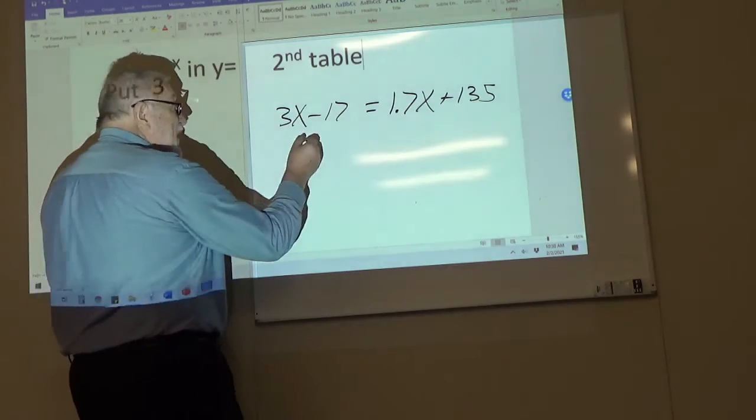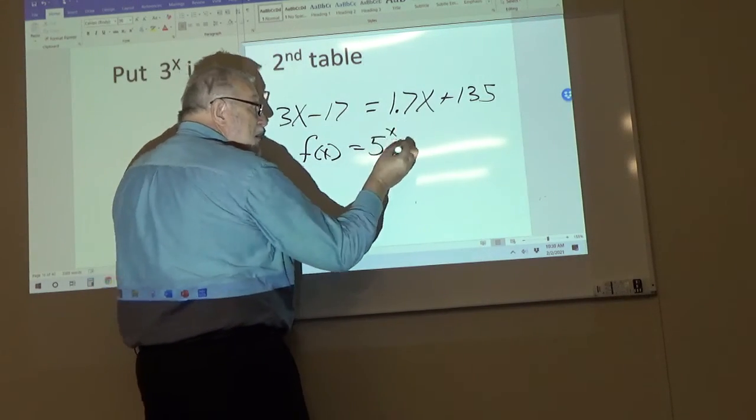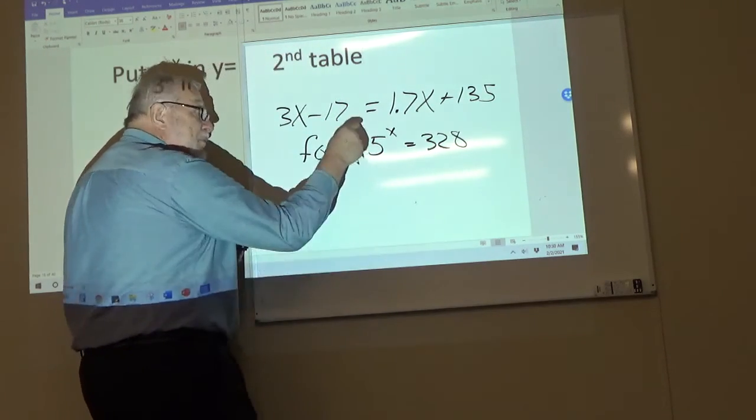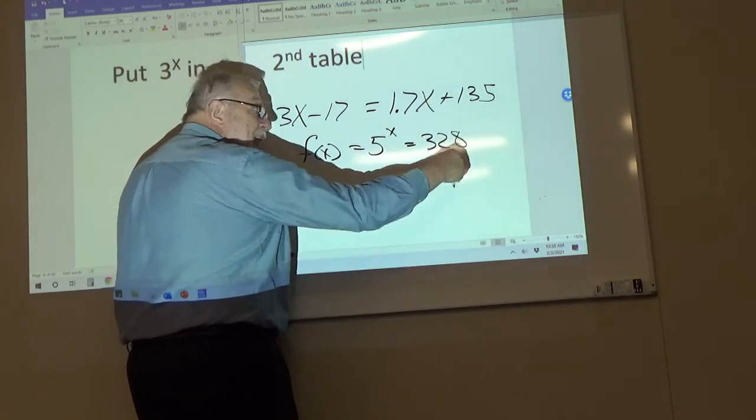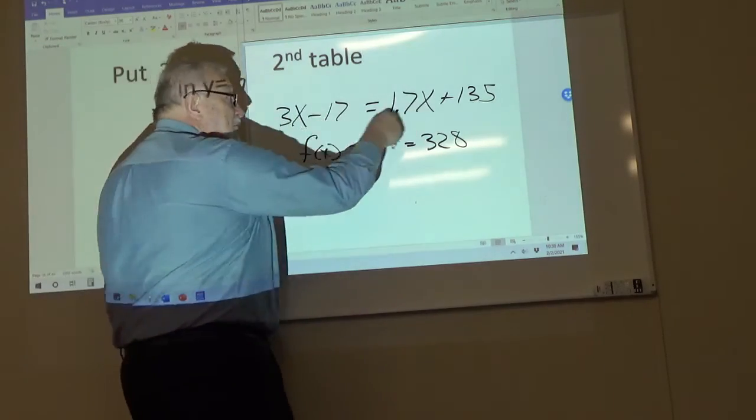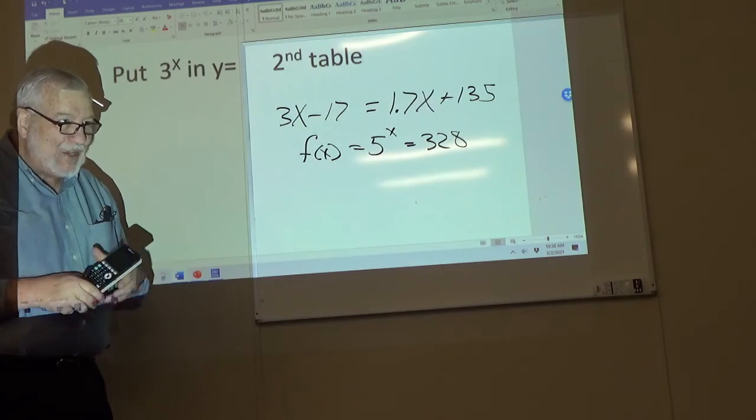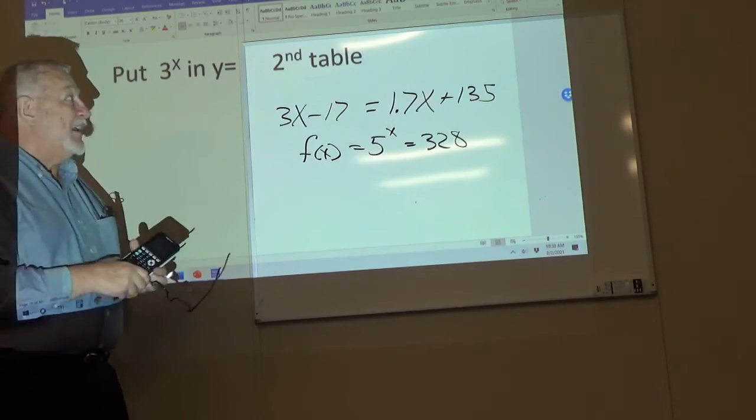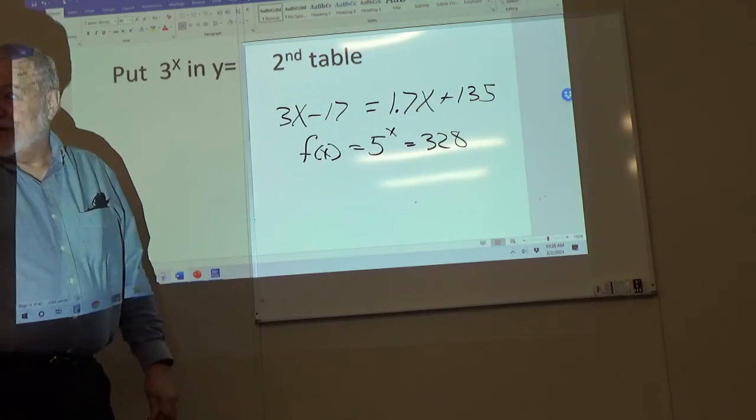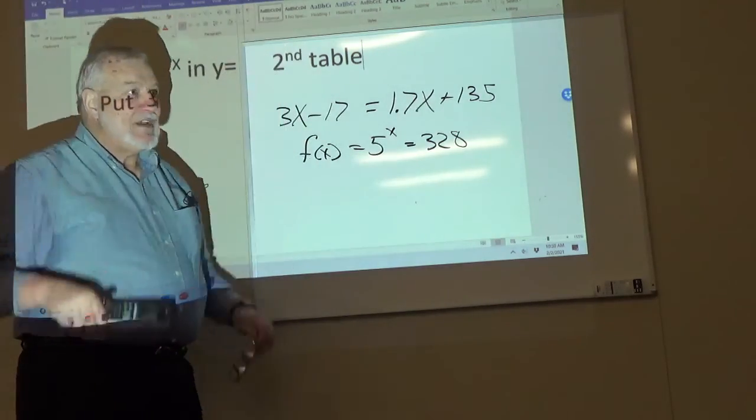Because we said f of x is equal to 5 to the x power, but we also said it was 328. And so I put this into y equals and this into y equals and find the intersection. You do the same thing with a linear equation, and you might find it faster and more accurately than doing the math by hand, especially if there were other decimals involved. Okay, now that takes our Algebra II up to the college algebra level.